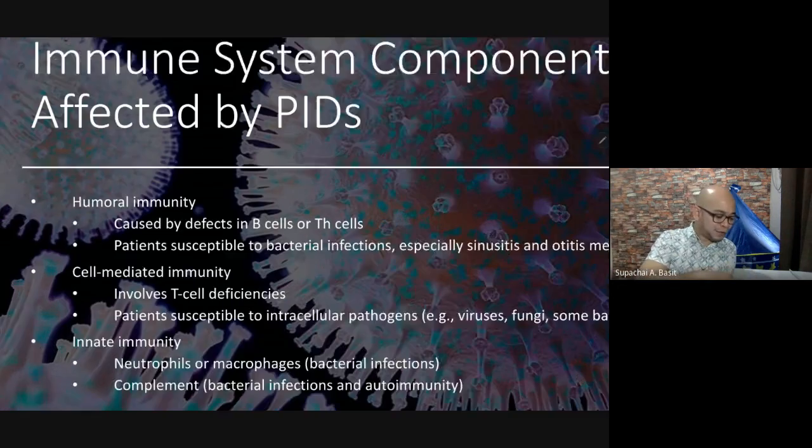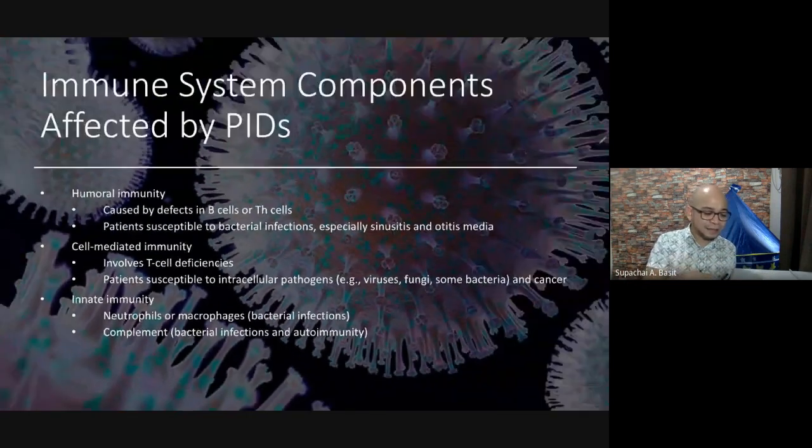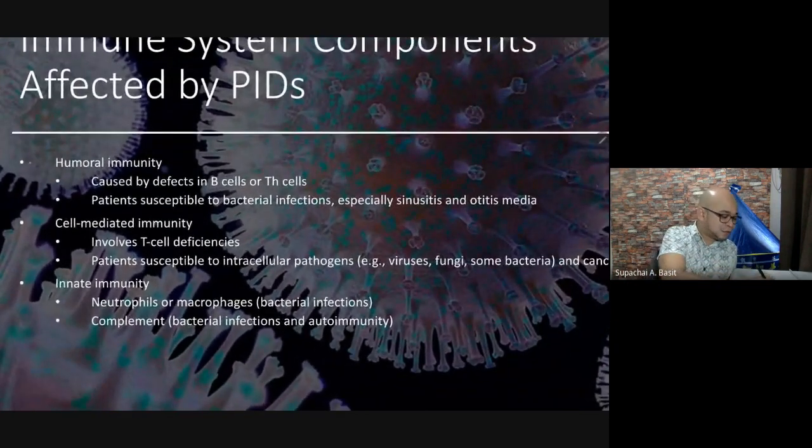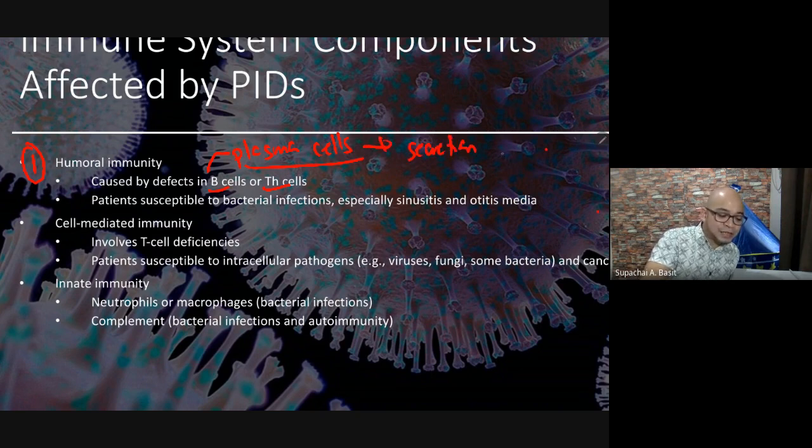The immune system components that are affected by the primary immunodeficiencies are actually three components. Number one is humoral immunity. This is the first component that is affected. It is caused by defects in B cells or T cells. If you do recall, humoral immunity primarily involves mature B cells, which would become plasma cells. And the main function of plasma cells is for secretion of antibodies.